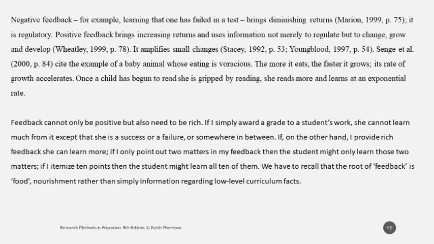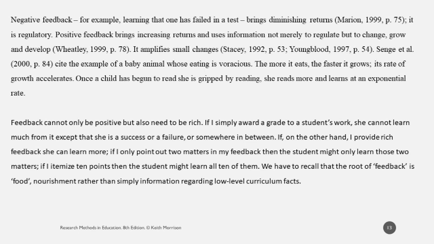It is regulatory. Positive feedback brings increasing returns and uses information not merely to regulate but to change, grow and develop. It amplifies small changes. Senge et al. cite the example of a baby animal whose eating is voracious. The more it eats, the faster it grows; its rate of growth accelerates. Once a child has begun to read, she is gripped by reading, she reads more and learns at an exponential rate. Feedback can not only be positive but also needs to be rich.